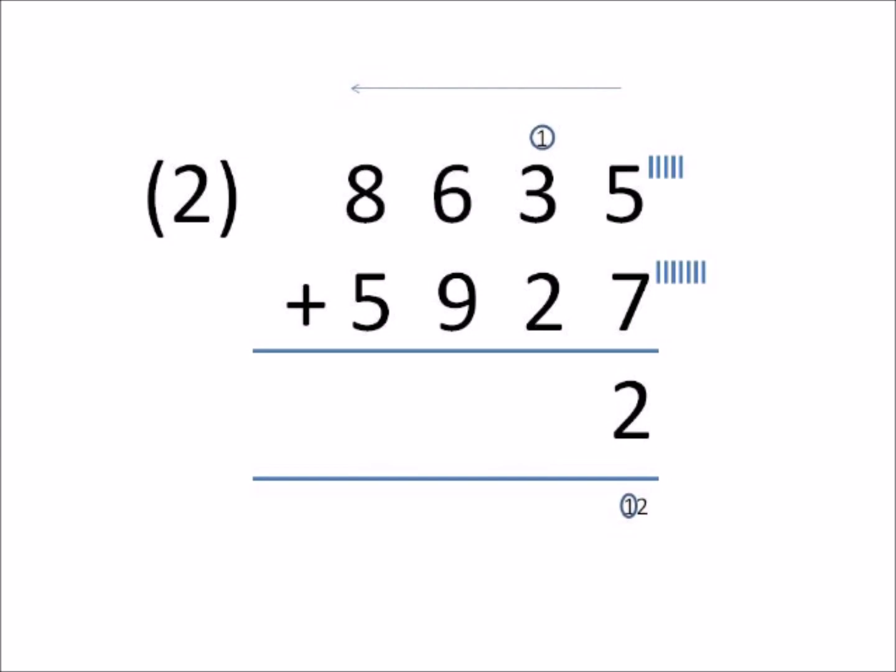First, we're going to do it in steps. We're going to add the 7 and the 5. 7 and 5, put the sticks down if you're unsure. Do you use your fingers? 7 and 5 is 12.